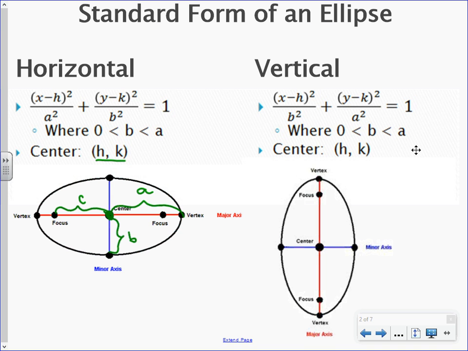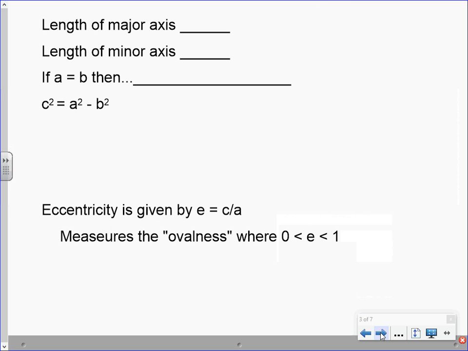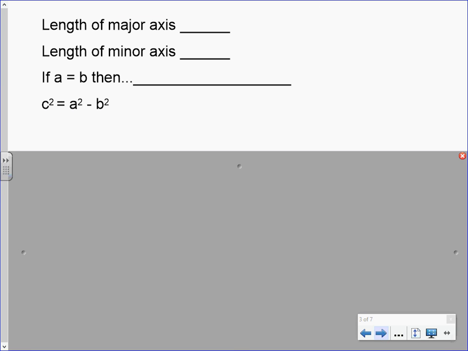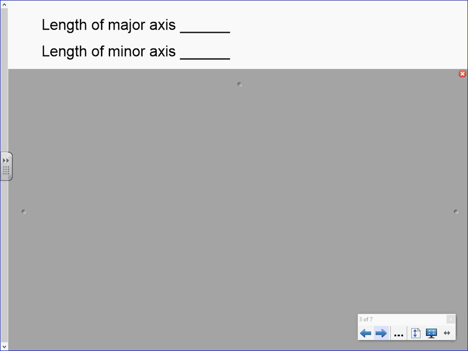So go ahead and take a look at this picture for me. If we're talking about the major and minor axes, how long is the major axis? Okay, we move A away from the center in two different directions. So 2A would be the length from start to finish.